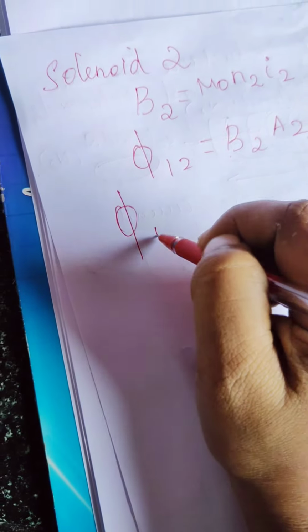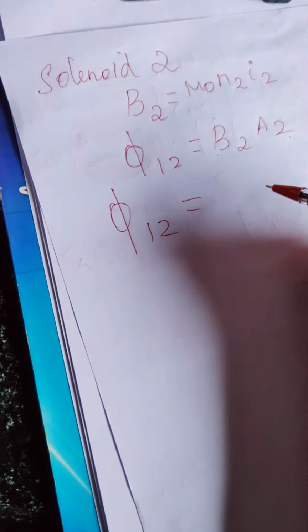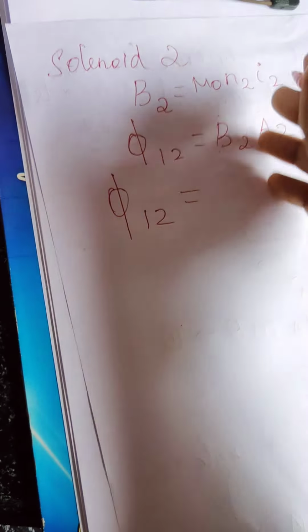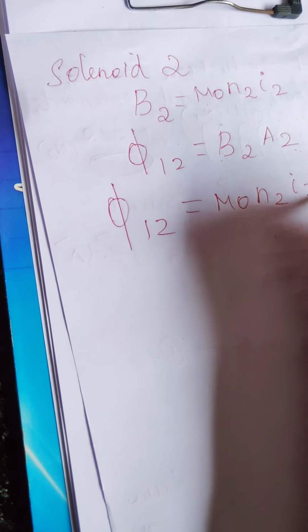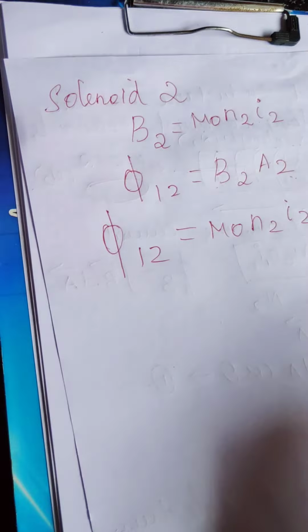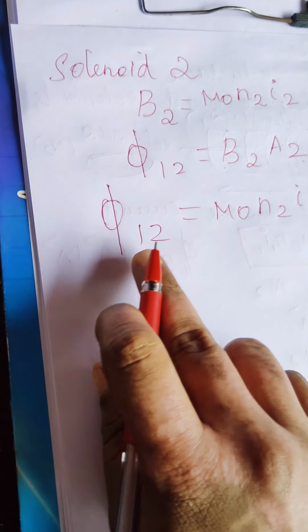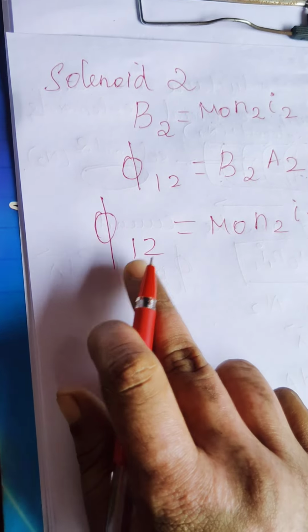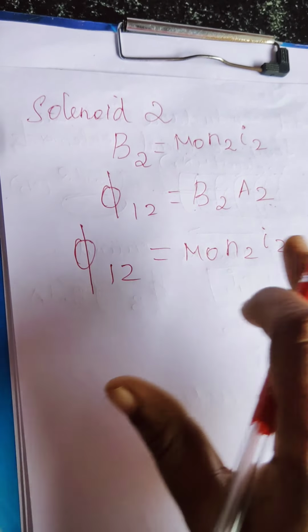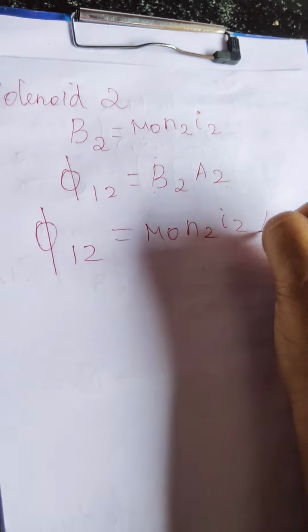Now B2 A2. So magnetic flux 12 is equal to, what is B2? Yes, mu naught N2 I2. So this is the magnetic flux 12, which defines the magnetic flux in 1 due to 2. But the area will be 2 only. I have explained why I have written A2 here.